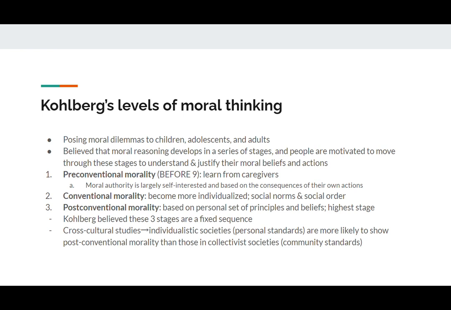According to Kohlberg, these stages were fixed in their sequence, like one cannot occur before the other. Kohlberg looked at the reasoning behind the choices the subjects made, not the choice itself. Critics of Kohlberg have noted that some of his observations tend to be culturally limited to individualistic cultures. Cross-cultural studies show that people in individualistic societies who value personal standards are more likely to show post-conventional morality than those in collectivistic societies who value community standards. Despite these criticisms, Kohlberg's work has helped to shed light on how moral reasoning develops and how it may be influenced by social and cultural factors.